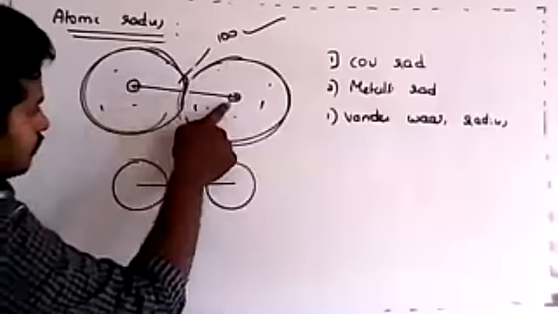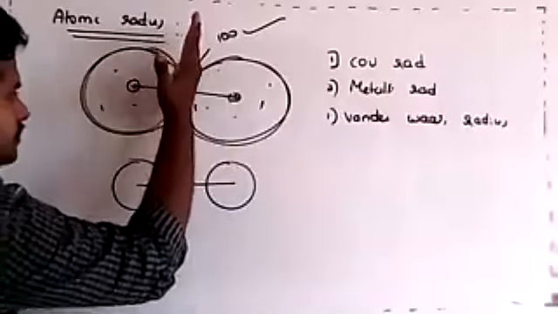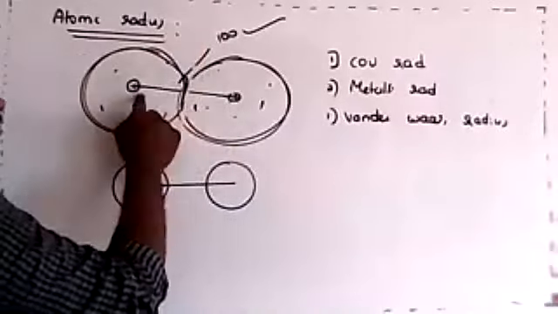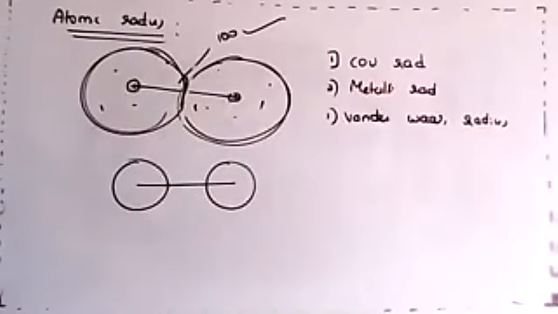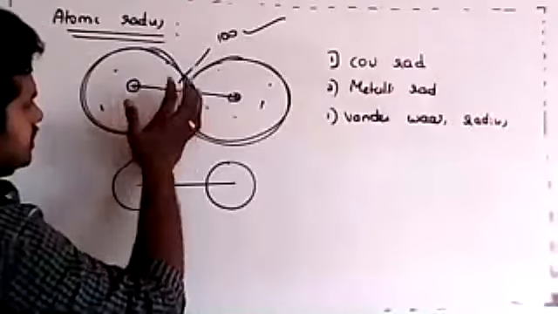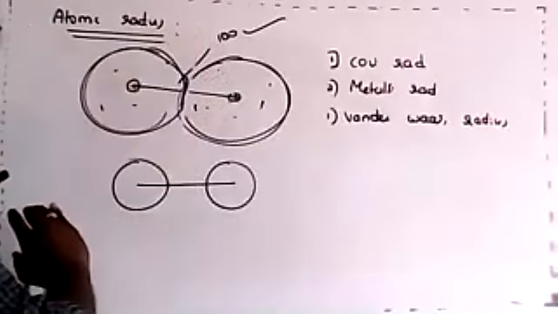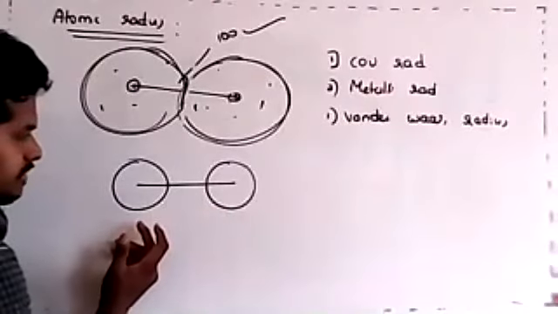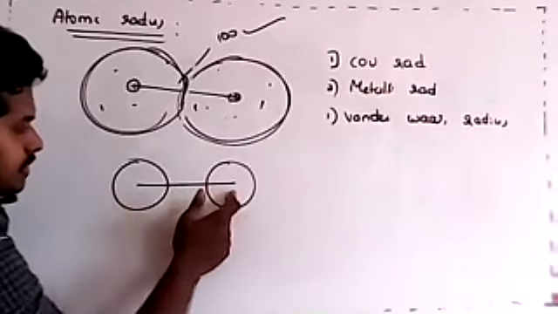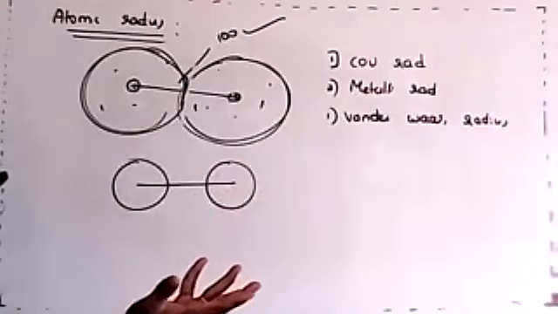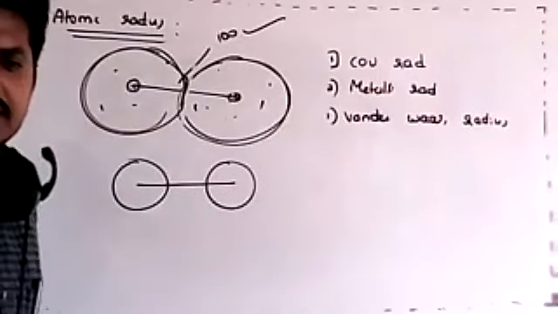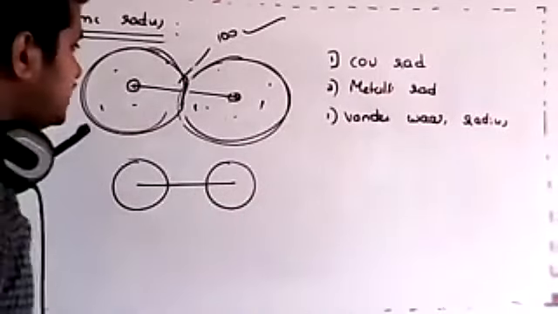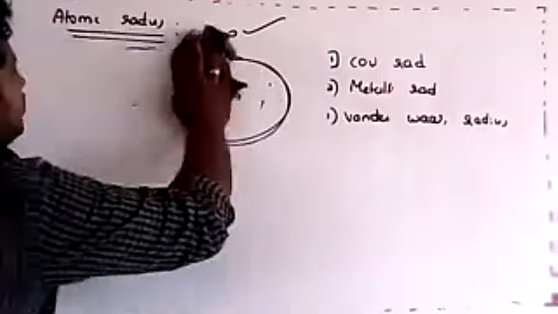It is half of the distance between the centers of the two nuclei when they are bonded by the covalent bond. And metallic radius will be half of the distance between the centers of the two nuclei when they are bonded by the metallic bond. And van der Waals radius would be half of the distance between the centers of the two nuclei when there is no bond. So by this way we measure the atomic radius.